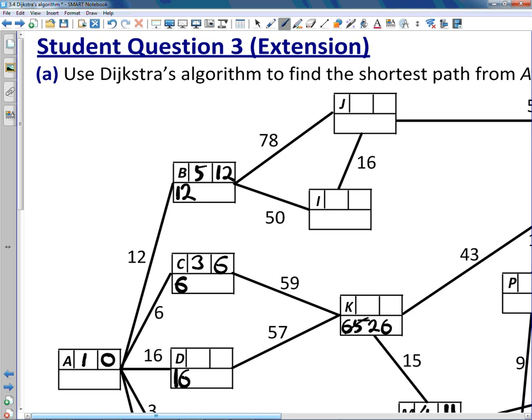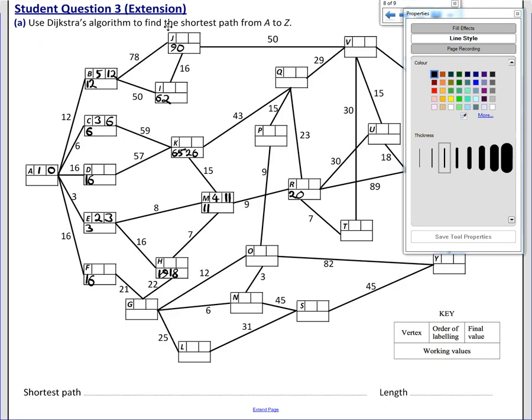Size 12, that's distance 12 there, sorry. And now we consider where we can now get to, there and there. We can get to J in 90, there we go. We can get to I in 62. Let's take a step back, look at what we've got.